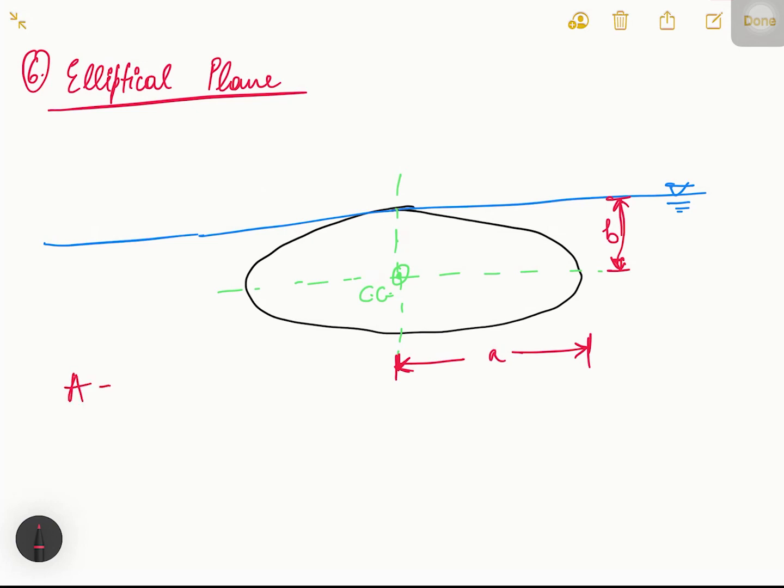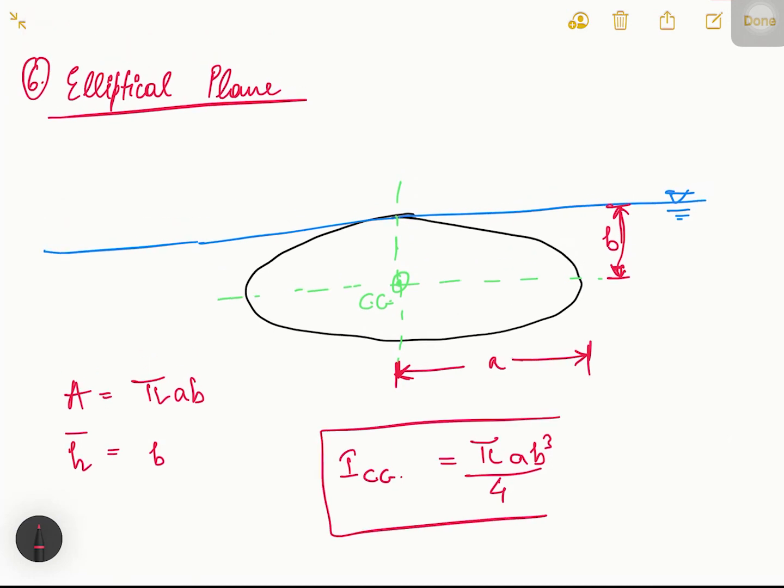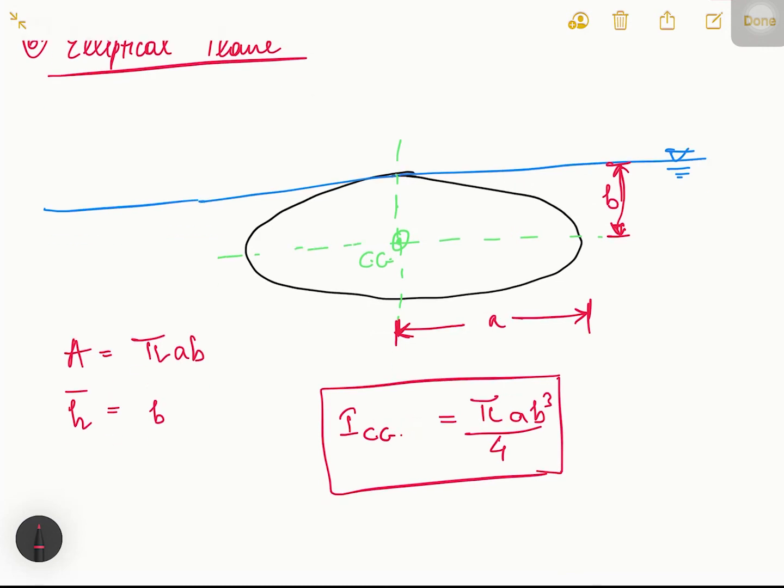Now here, area for these given dimensions will be pi AB, the h bar depth will be small b, and the ICG value will be equal to pi A B cube by 4. Okay, so pi A B cube by 4, this is what we need to remember.